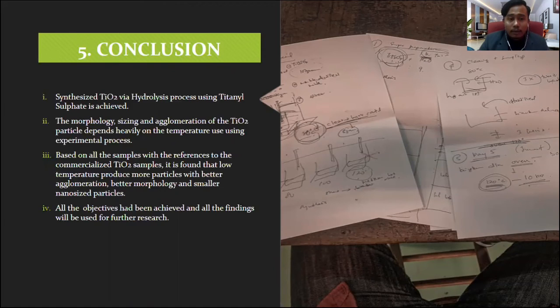sample 1 has better agglomeration, is well dispersed, has better morphology, and also smaller nano-sized particles compared to the two others. And we can say that all the objectives have been achieved and all the findings will be used for further research.